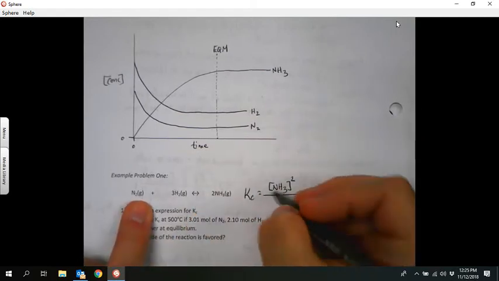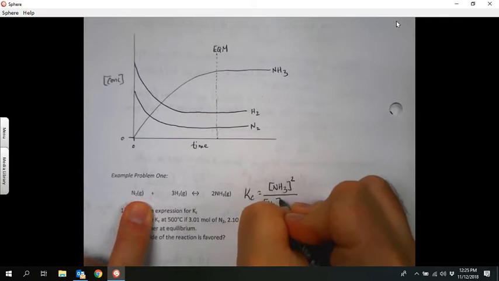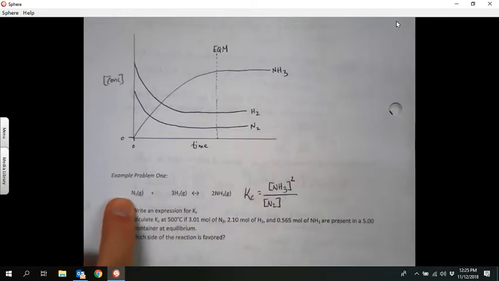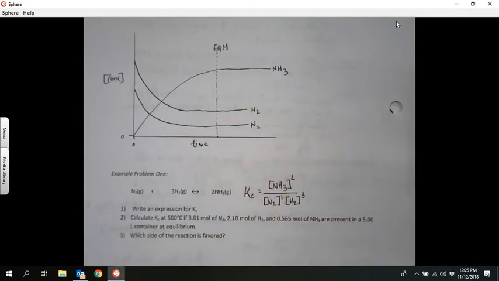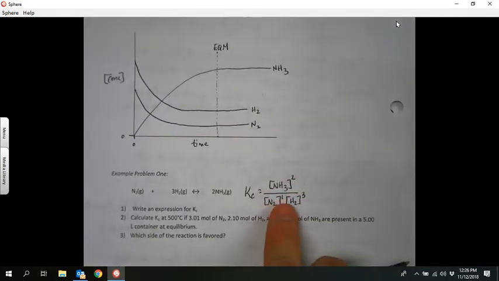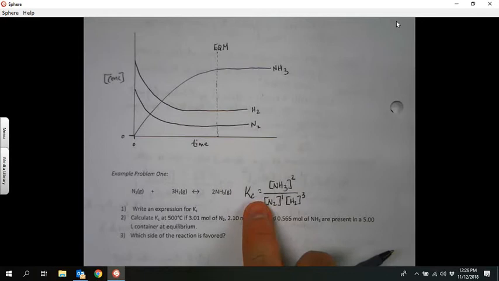over the concentration of N2. It has an understood 1, so we can either write a 1 in here or we can leave it blank and it's understood, times the concentration of H2 to the third power. So here's our expression we would use to solve for Kc.